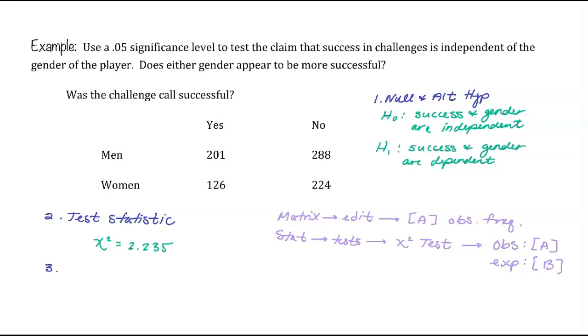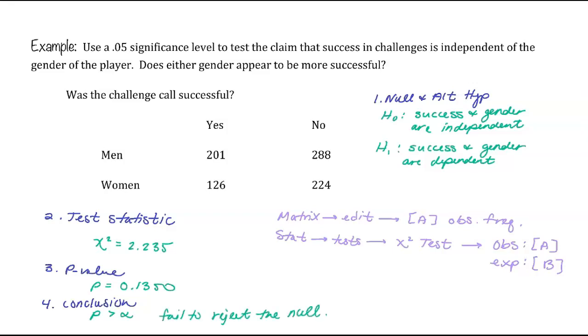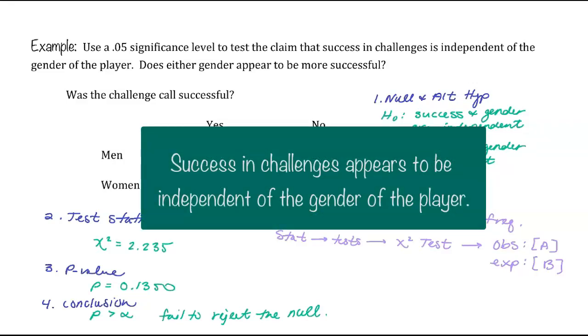The third step is to find the p-value. We were given the p-value as part of the calculator output for the chi-squared test. We found p to be equal to 0.1350. This is enough information to draw the conclusion. Since our p-value is large, 0.1350, that is, our p-value is greater than alpha, we fail to reject the null. In failing to reject the null, we do not reject independence. In other words, we don't support dependence. Success in challenges appears to be independent of the gender of the player.